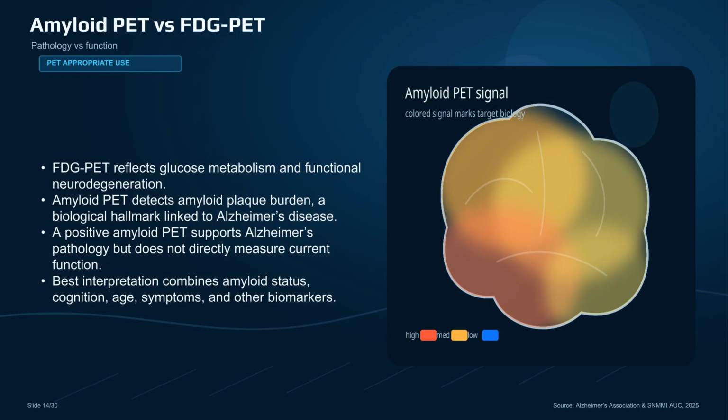FDG-PET measures functional neurodegeneration and glucose metabolism. Amyloid PET detects amyloid plaque burden, a biological hallmark. Interpretation requires combining amyloid status with cognition, age, symptoms, and other biomarkers.